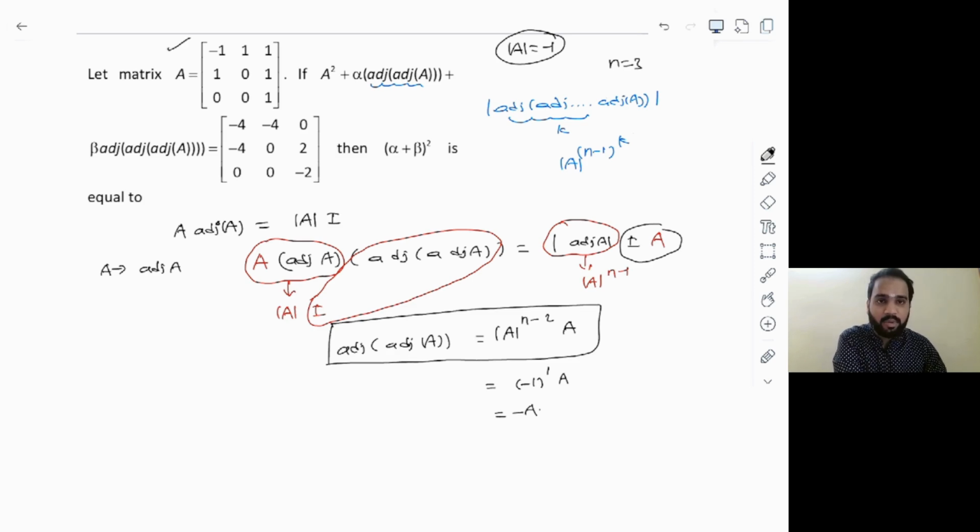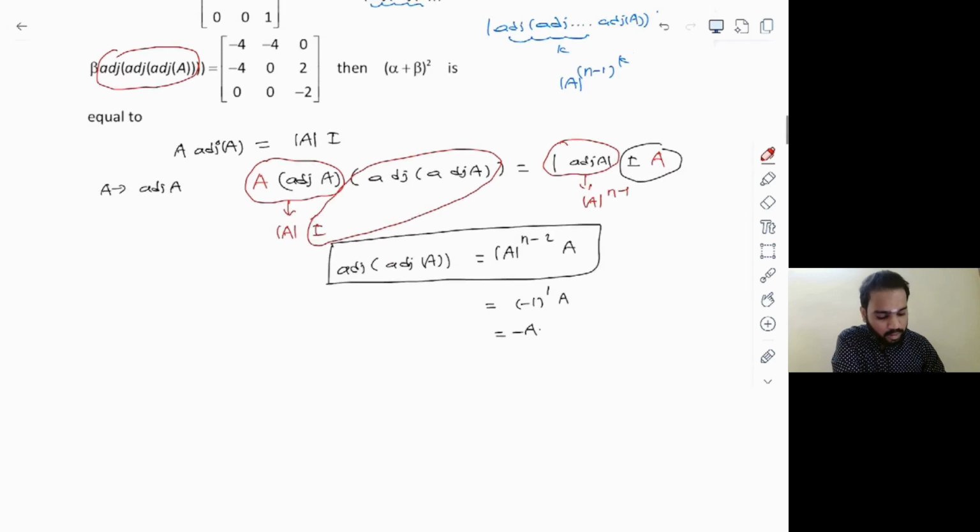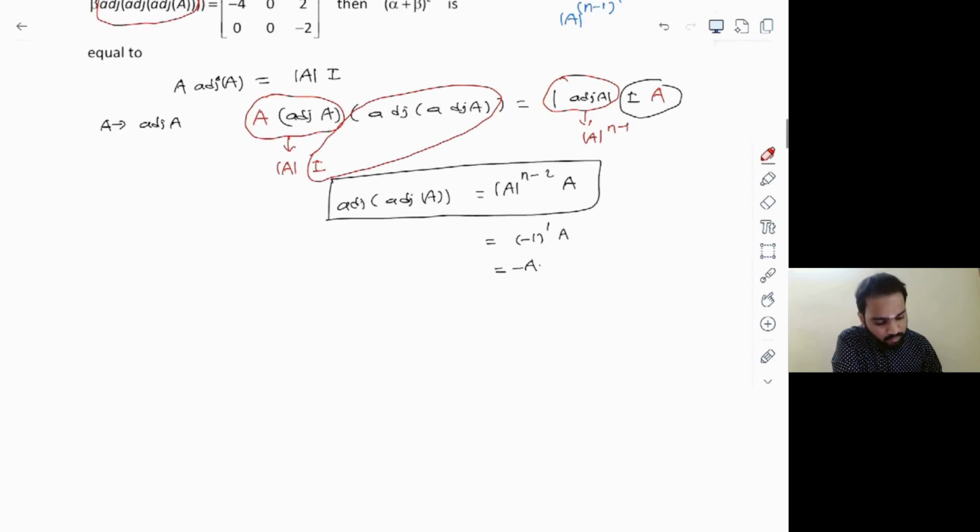But look at the tricky part here. They have not stopped at adjoint of adjoint A. They are still asking you to find out adjoint of adjoint of adjoint A. I think now you understood what to do. That is, from the previous formula which we have derived just now, once again replace A with adjoint of A. So that is the trick here. If you know this trick, you can find out the formula for any number of times adjoint repeated. Okay, very, very important for Advanced.